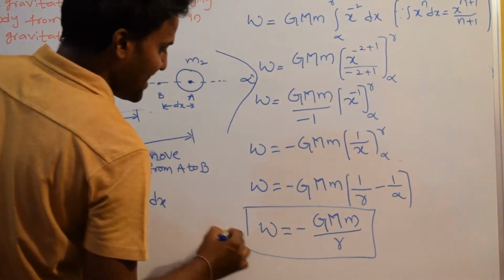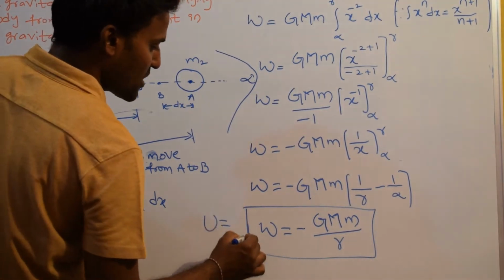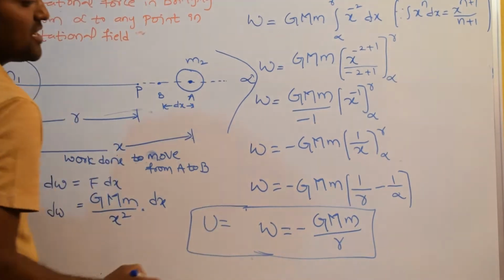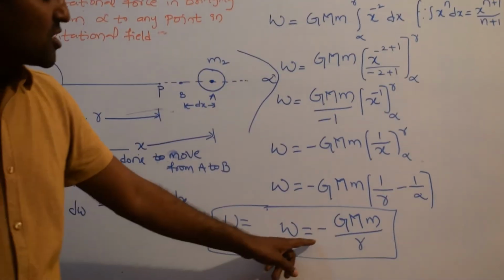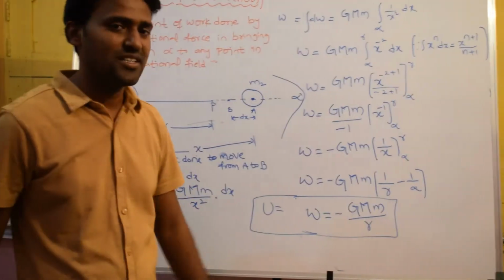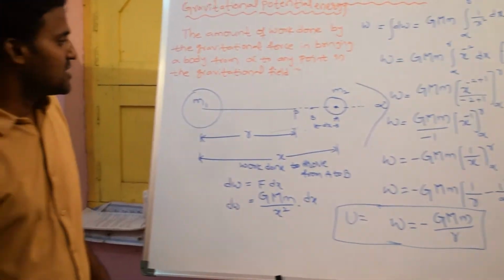So the potential energy U is equal to the work done stored in the form of potential energy, that I am writing as U is equal to W is equal to minus G M m by r. Okay, listen once again.